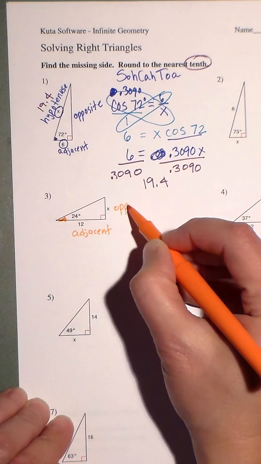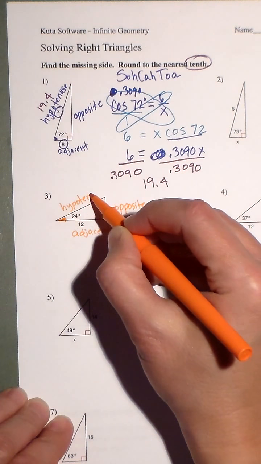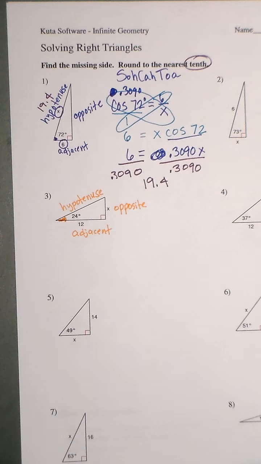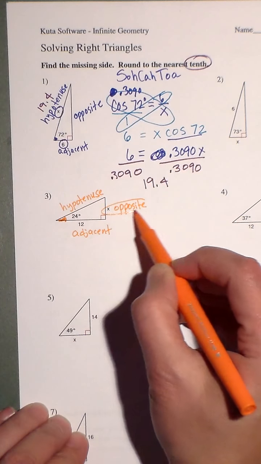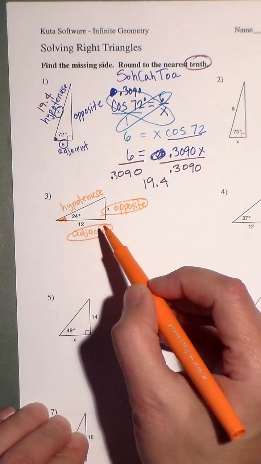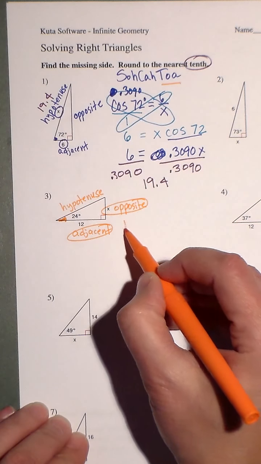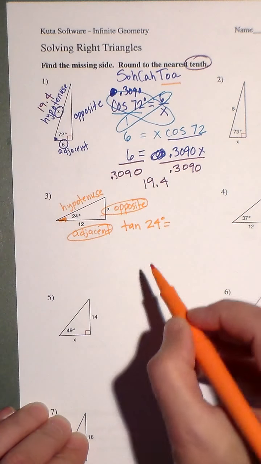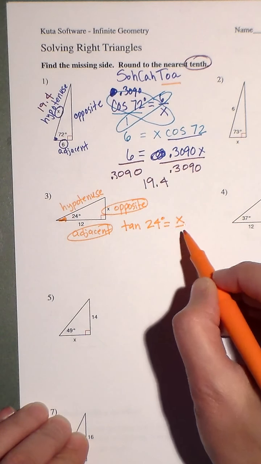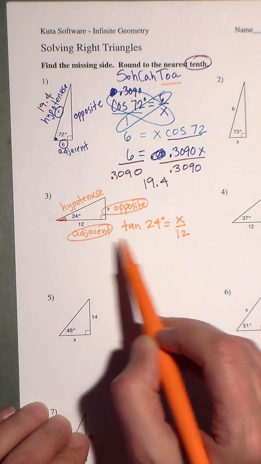This is the opposite side. And this is the hypotenuse. So what I'm going to do is look at this and decide which function I'm going to use. Well, I'm provided the opposite and the adjacent. And which function is opposite over adjacent? Tangent. So the tangent of 24 degrees equals the opposite, which is x, over the adjacent, which is 12. Because from 24, x is the opposite, 12 is the adjacent.